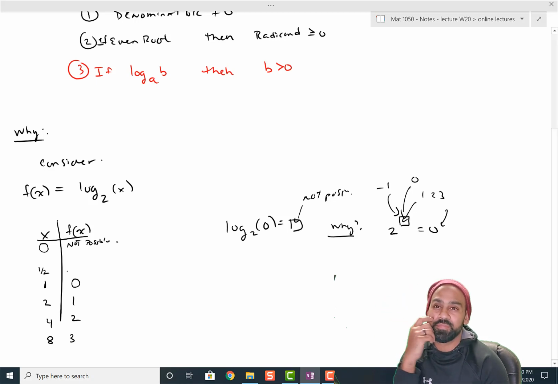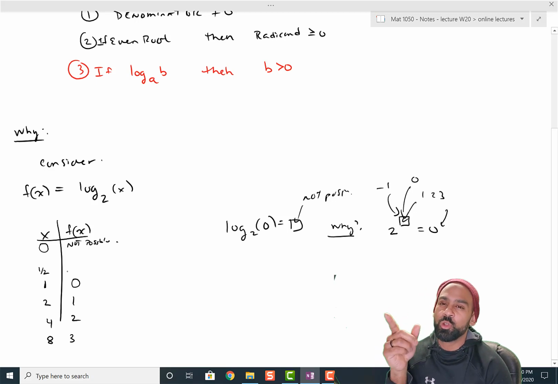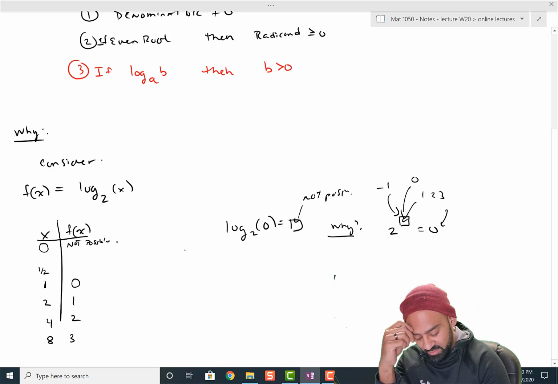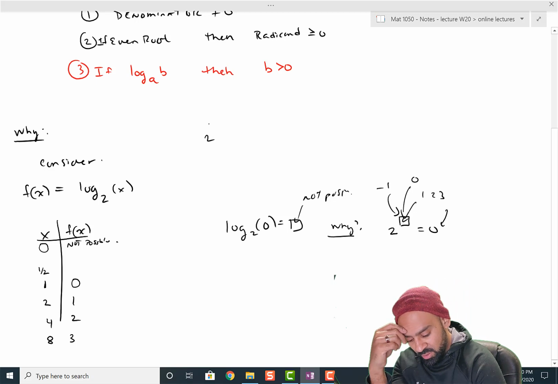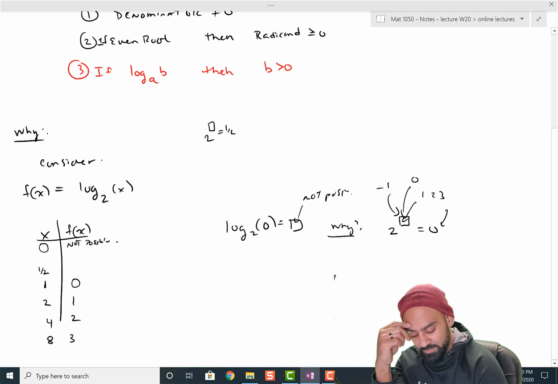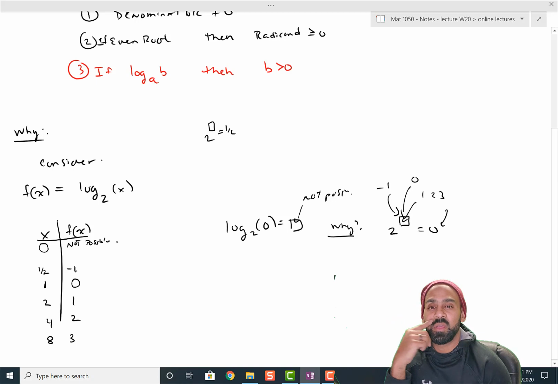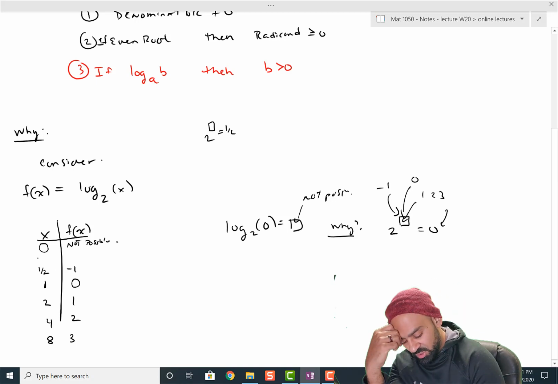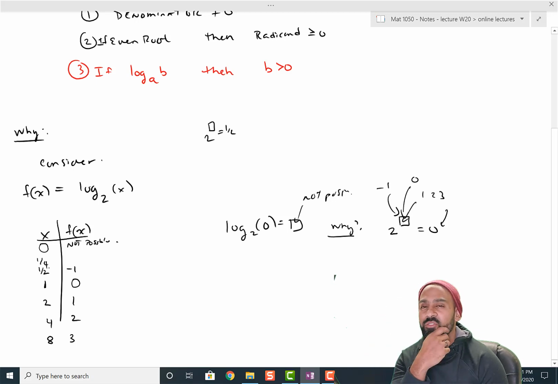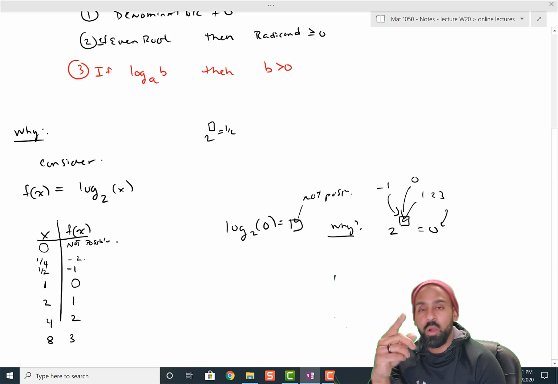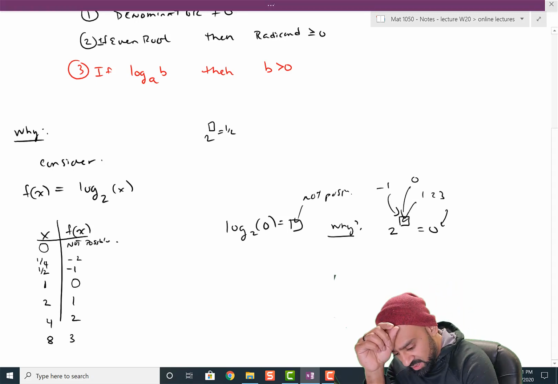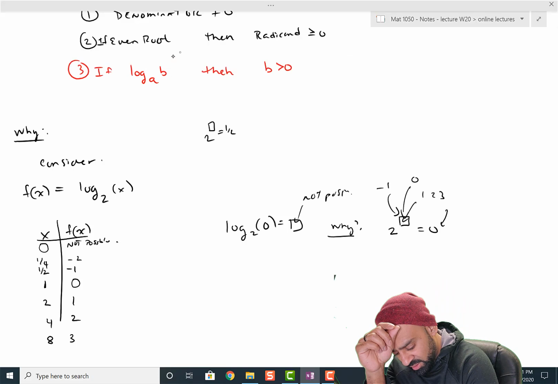How about a half? So 2 to what power is a half, right? 2 to what power is 1/2? That's right, -1. Interesting. So 1/4, that's also a good one too. It's -2. Oh, so remember, we're looking at all the inputs, which is this category.